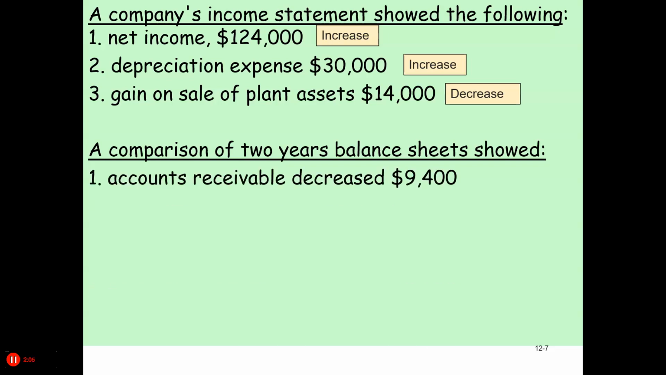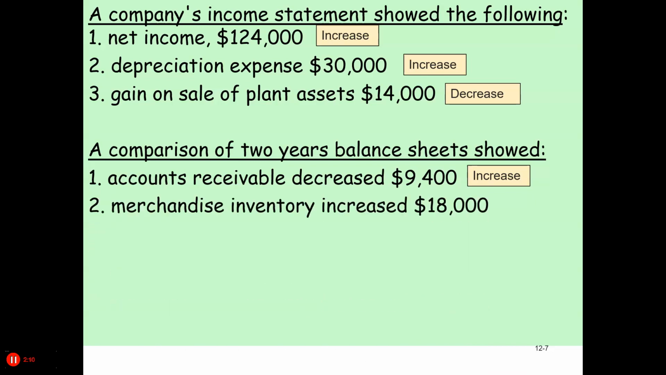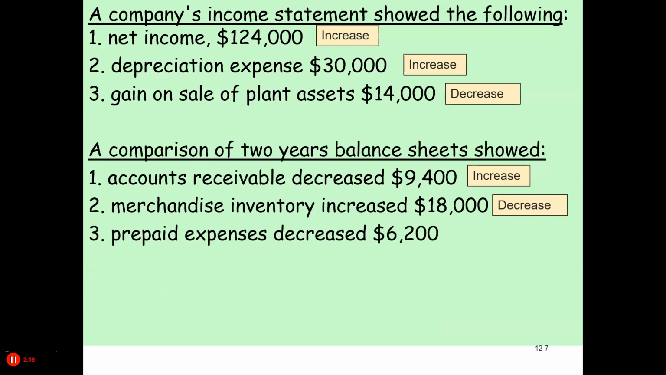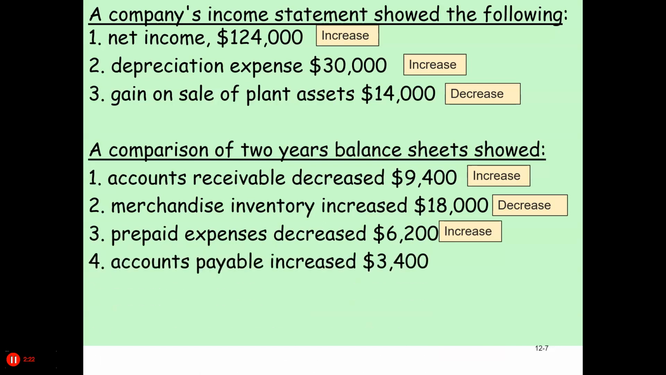Accounts receivable decrease, that would increase our cash flow. Merchandise inventory increased, that would decrease our cash flow. Prepaid expenses decreased, we'd have to increase our cash flow. Accounts payable increased, it increases our cash flow.